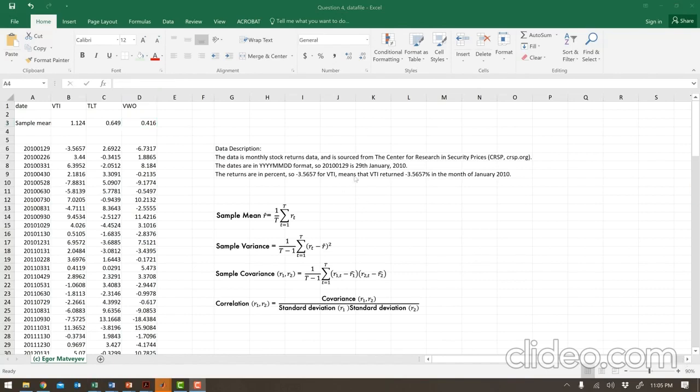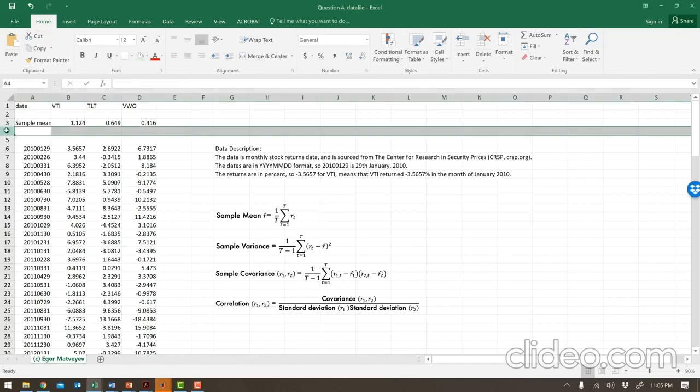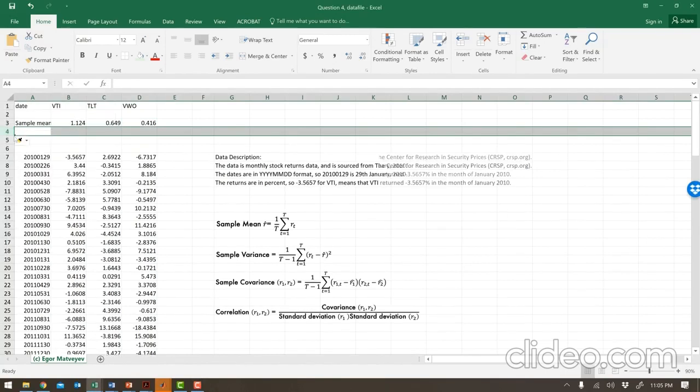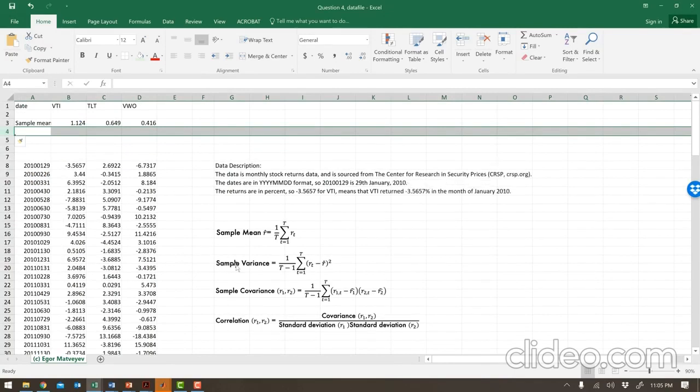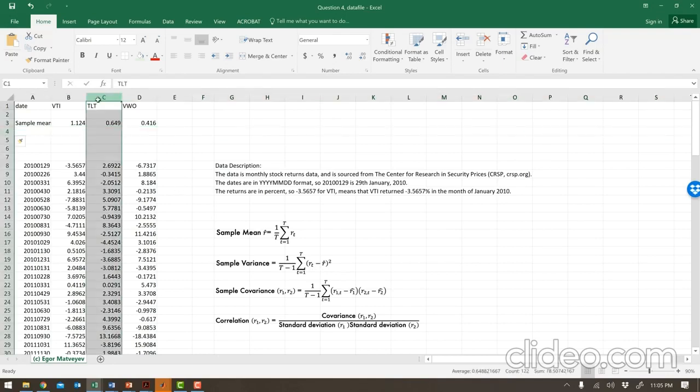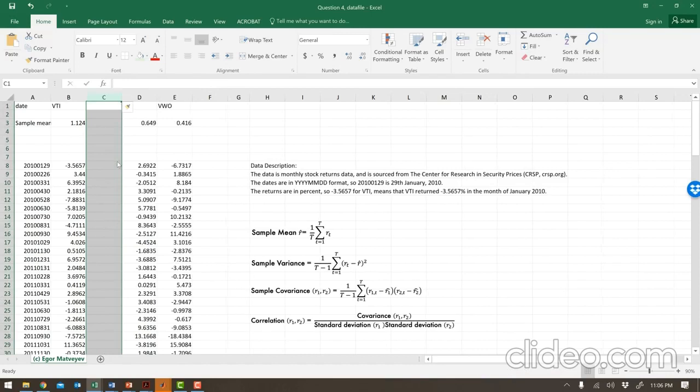Next, let's compute sample variance. I will create some workspace for me here. The first thing that I would like to do is use directly the formula to compute the sample variance. So I will take the differences between monthly returns and the estimated sample mean. I will square them, I will add them up, and then I will divide it by t minus 1. So I will do it here.